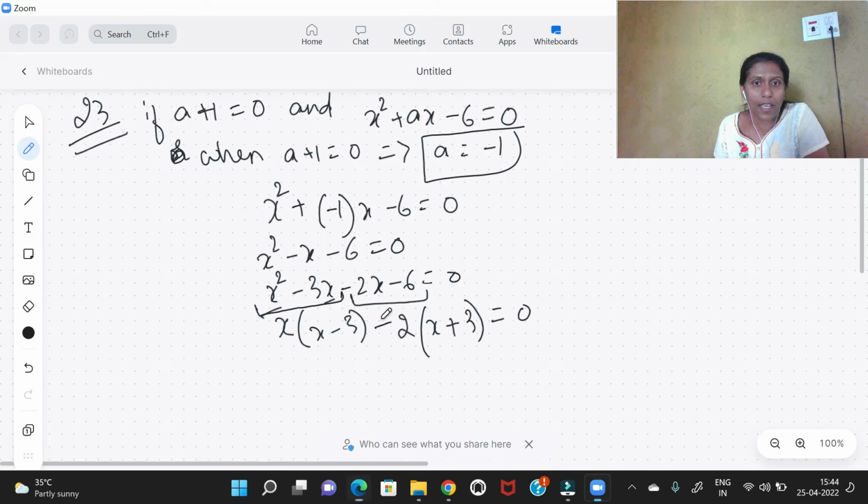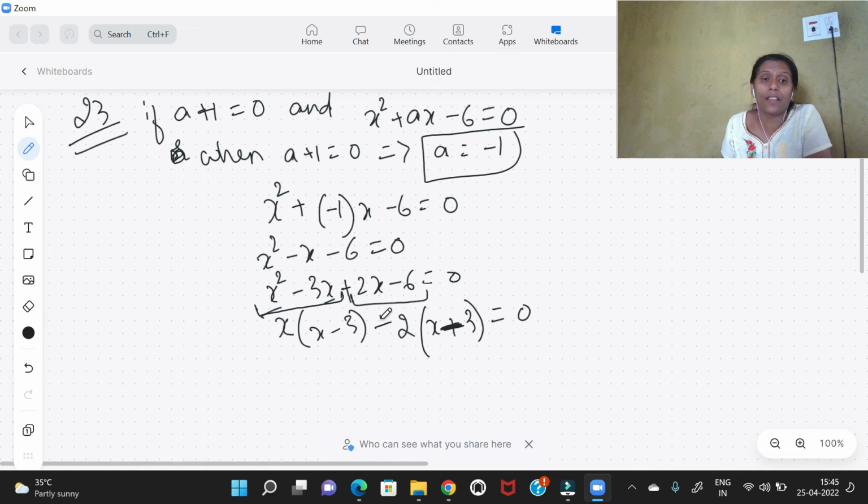x square plus ax minus x and minus x. So which is minus 3 minus 2? It is not so. It is minus 3 plus 2. That was the confusion we had. Right. So here, sorry for the disturbance, x square minus 3x plus 2x minus 6. Why? Minus 3 into plus 2 would be minus 6.